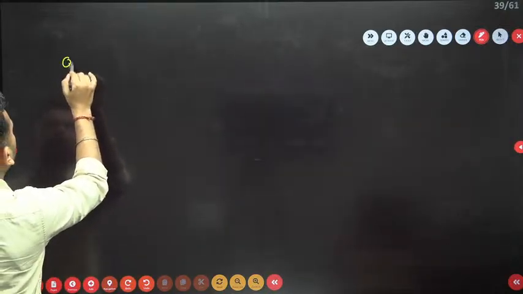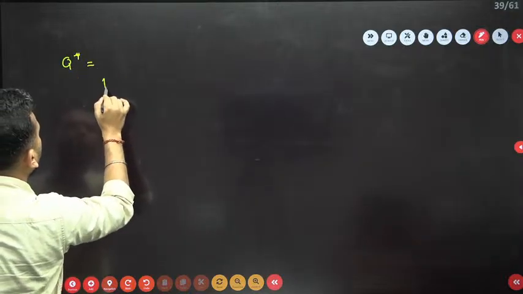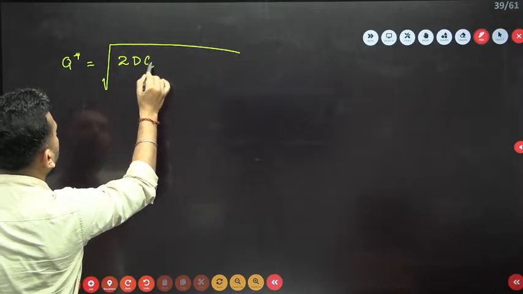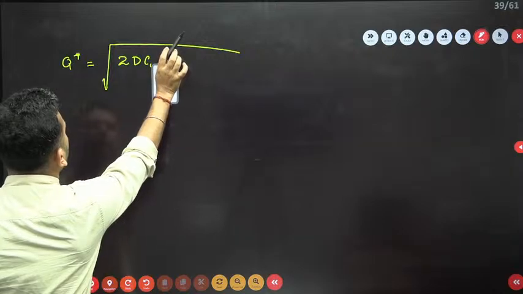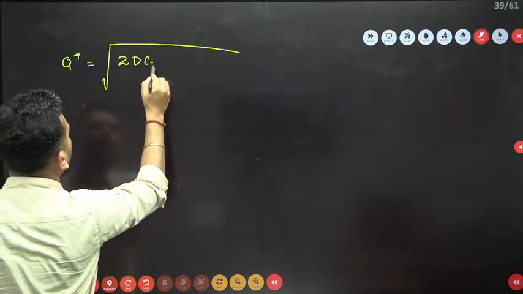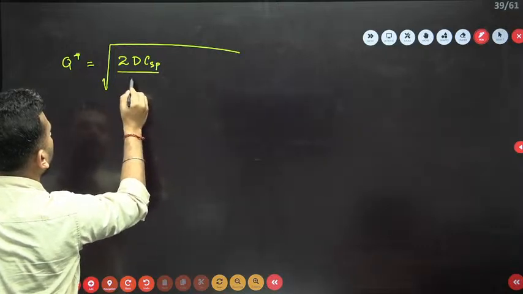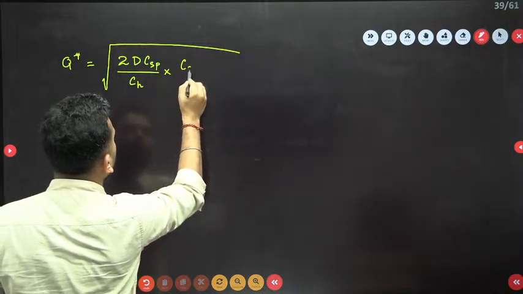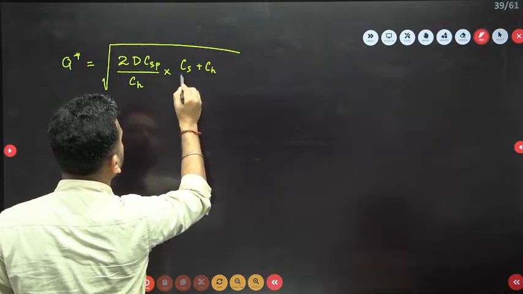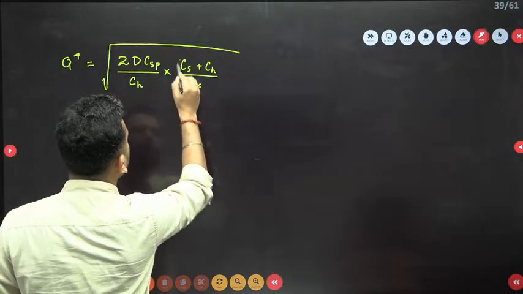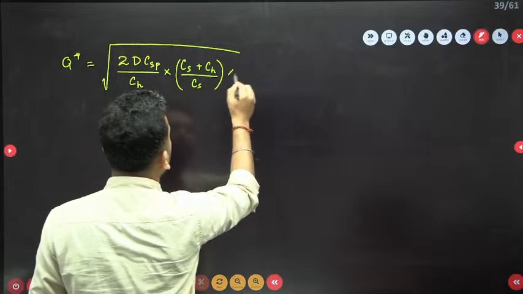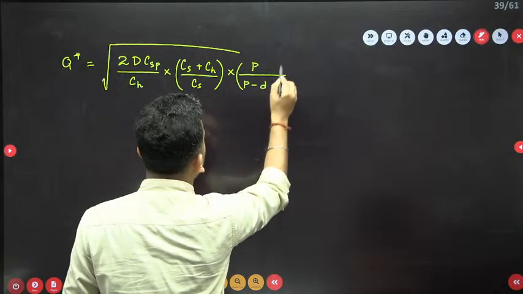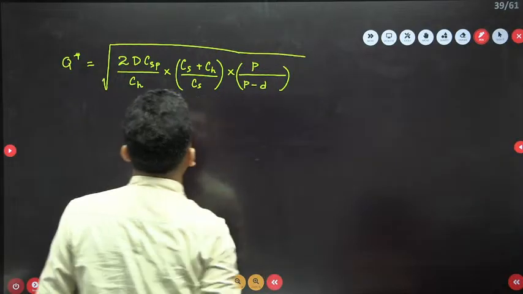So what will be the Q star formula? The Q star formula will be root over 2D CSP by CH into CS plus CH by CS, from the shortage, into P by P minus D, from the production and consumption. The entire thing is in root.